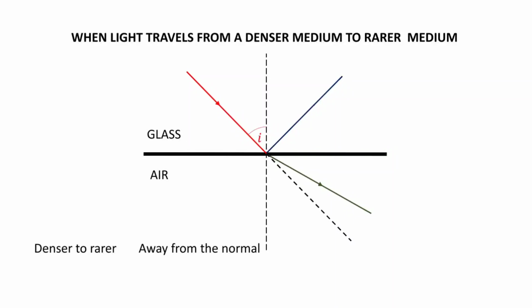Again here, if you look at the angle of incidence and the angle of refraction, the angle of refraction is more than the angle of incidence. And the angle of deviation is given by the angle of refraction minus the angle of incidence.